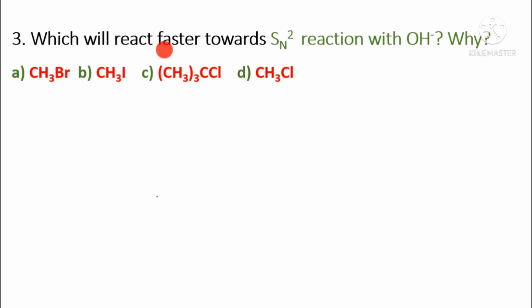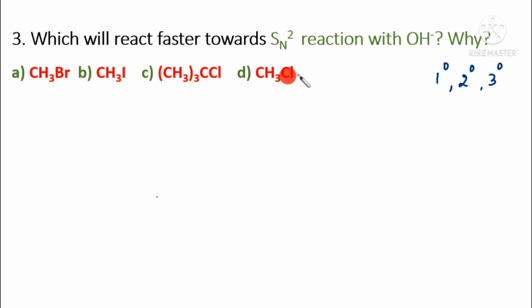Read the question, students. Which will react faster towards SN2 reaction with OH minus? They are asking you to find the compound which undergoes SN2 mechanism during the substitution reaction with OH minus, and they are asking the reason why it happens. Normally we know that SN2 mechanism takes place fast in the primary alkyl halide, next comes secondary alkyl halide, and next comes tertiary alkyl halide. But here we'll find out.